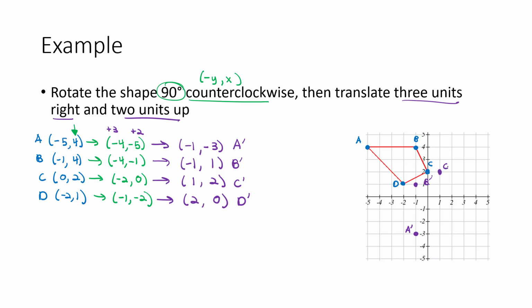I'm going to move that B prime so it's not going to be blocked. And D prime is at (2, 0). And notice when we connect the dots, we end up with the exact same shape. It's just been rotated 90 degrees. And it's moved 3 units to the right and 2 units up.